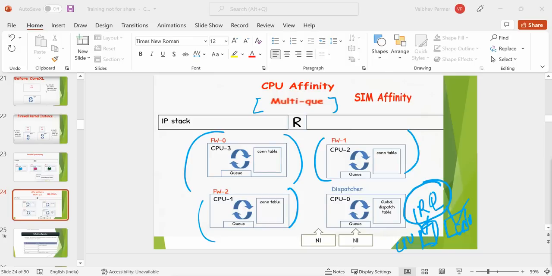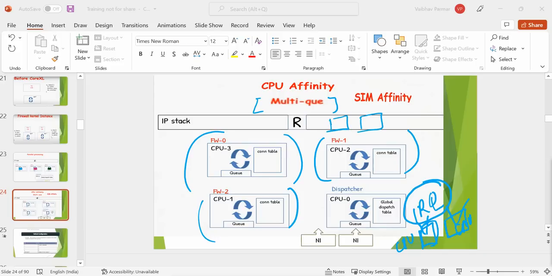Any doubts so far? Multi-queue is a bit confusing, but that's fine because we're not going deeper into it. I'm talking about the configuration perspective. Concept-wise, I wanted you to understand this for when you have a limited number of ports.